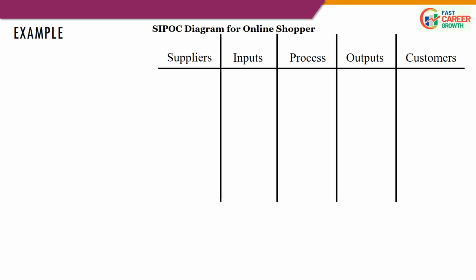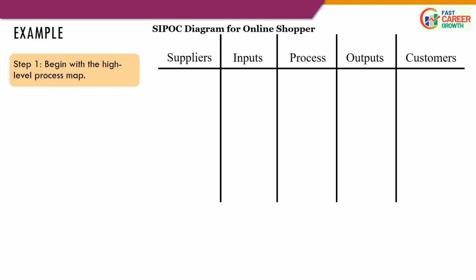Next, let's see another example of SIPOC. Let's consider a simple example of a SIPOC diagram for the online shopper process. In this example, we'll outline the suppliers, inputs, process, outputs, and customers involved in the online shopper process. Step 1. Begin with the high-level process map.